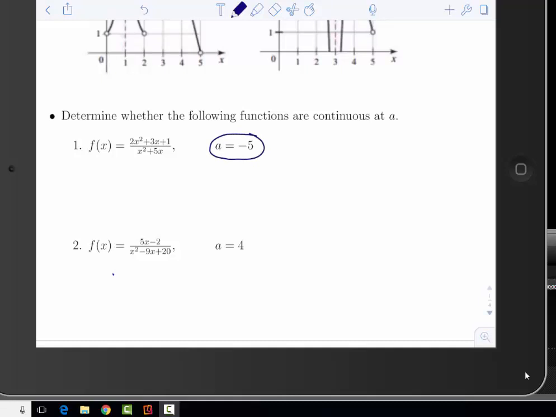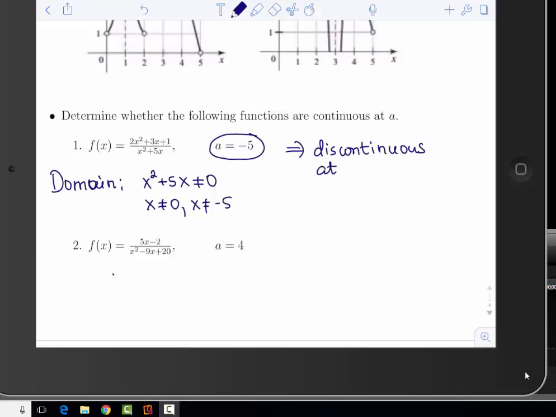Okay, so what's the domain of this function? The domain is all values that don't make the denominator 0. So we want to get rid of everything that makes the denominator 0. So x squared plus 5x is not equal to 0, which is equivalent to saying x can't be 0, x cannot be equal to -5. So the function is not defined at a, which means discontinuous, or not continuous, at -5.